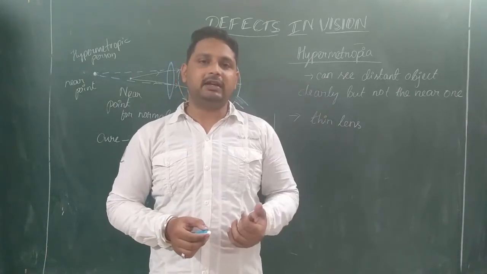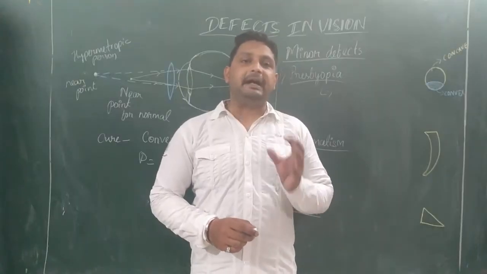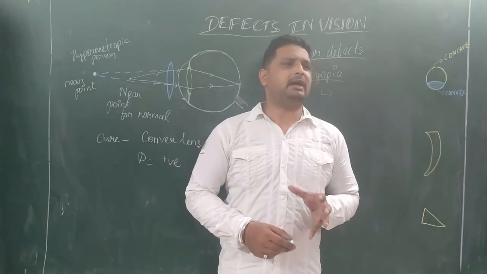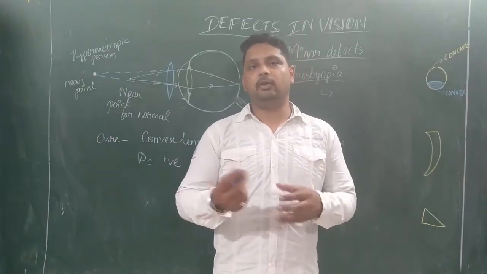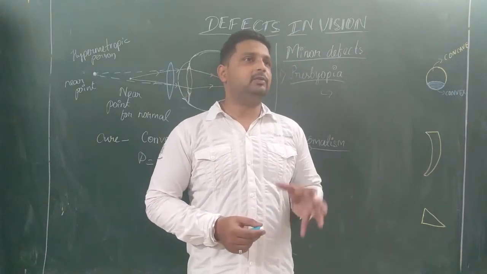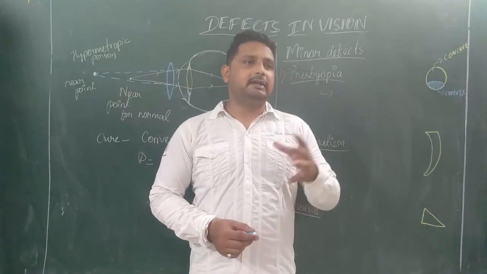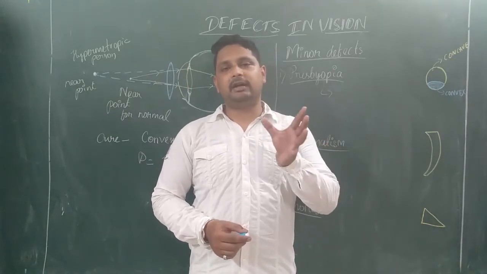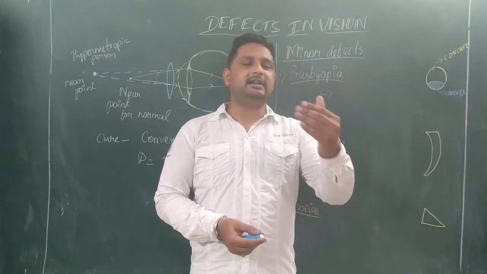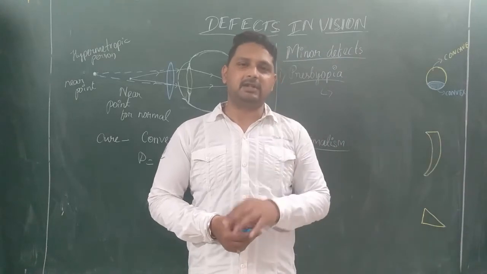Okay, so let's move to the next one, the minor defects. Now let's see some of the minor defects of vision in the human eye. First is presbyopia. Presbyopia is a very common problem in old people. Since the muscles become weak, the person suffers from both hypermetropia and myopia, meaning he can't see anything at a farther distance, and also anything completely nearer, like smaller objects.